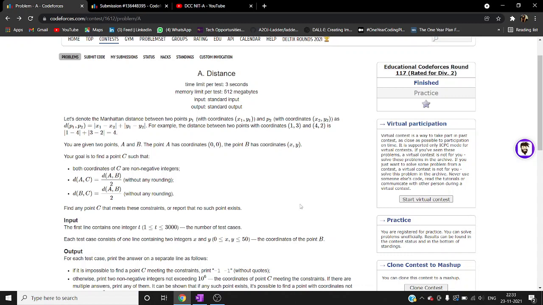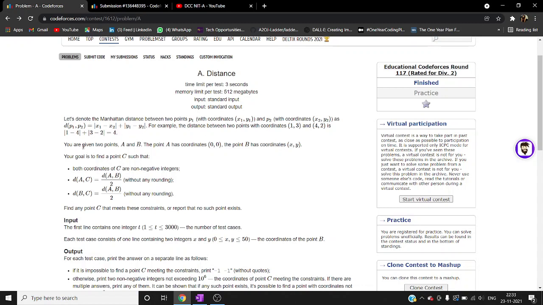So today we're going to discuss the Educational Codeforces Round 117, problem number 8, Distance. Let's go through the problem. Let's denote the Manhattan distance between 2 points P1 with coordinates x1, y1 and P2 with coordinates x2, y2 as distance(P1, P2). Now this is a very basic formula. We all have done that in our junior classes. For example, the distance between the two coordinates (1, 3) and (4, 2) is 4.